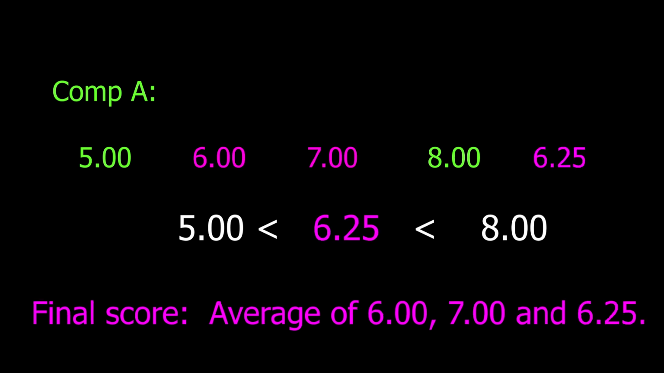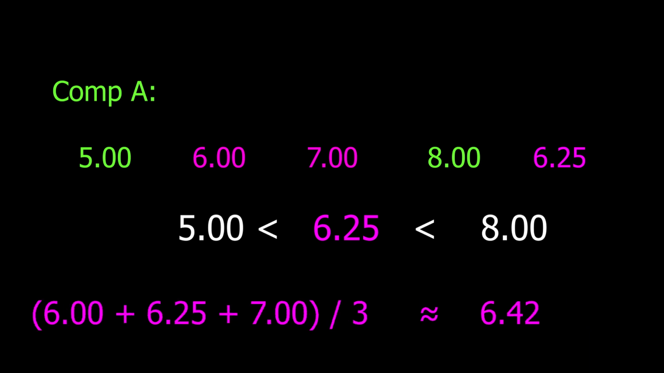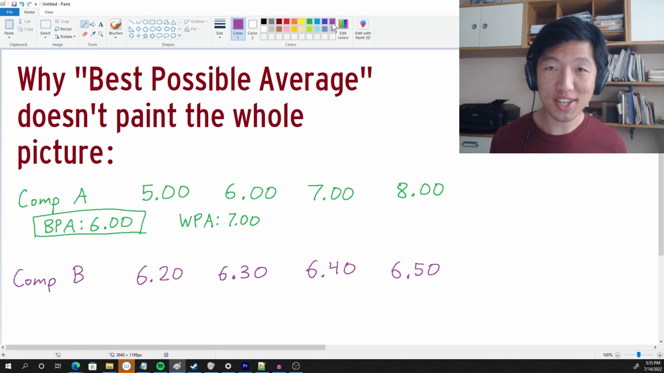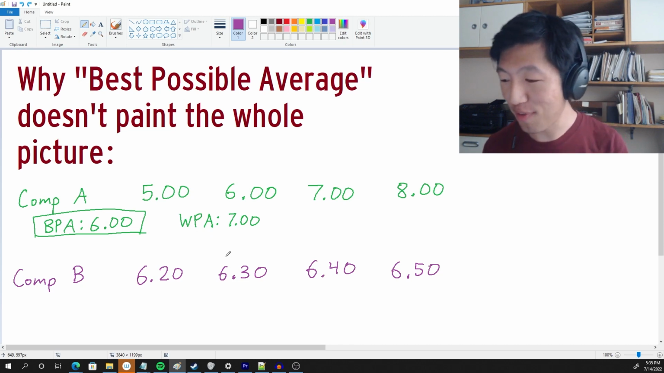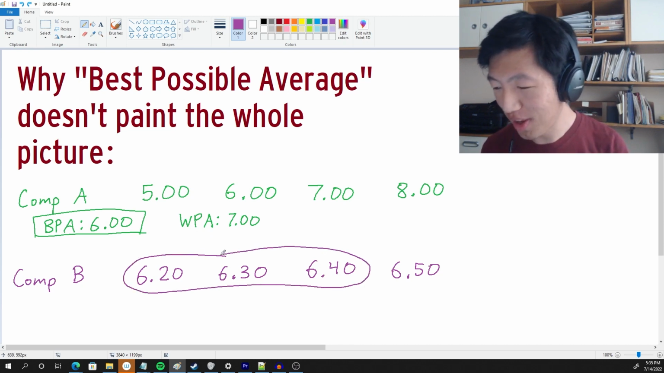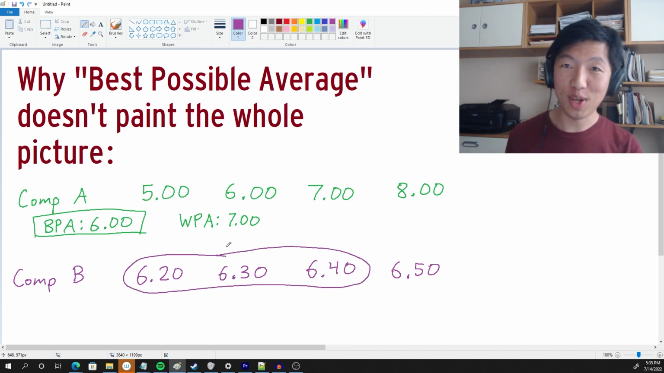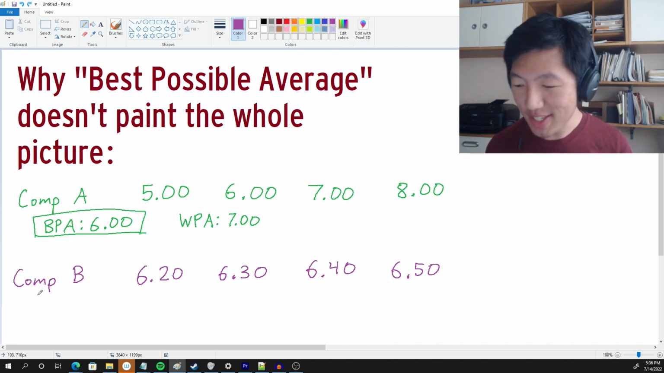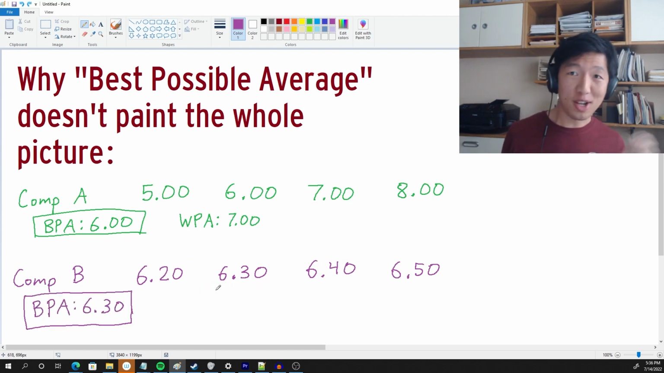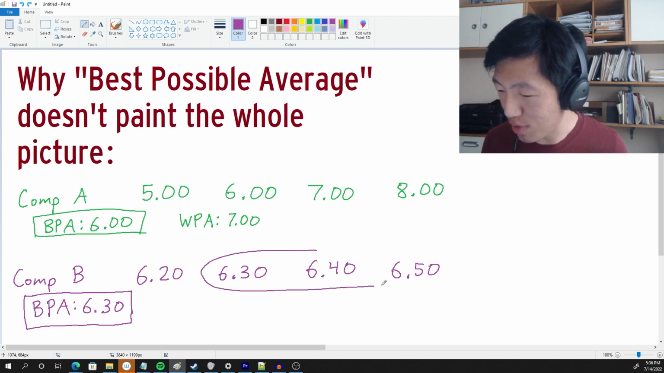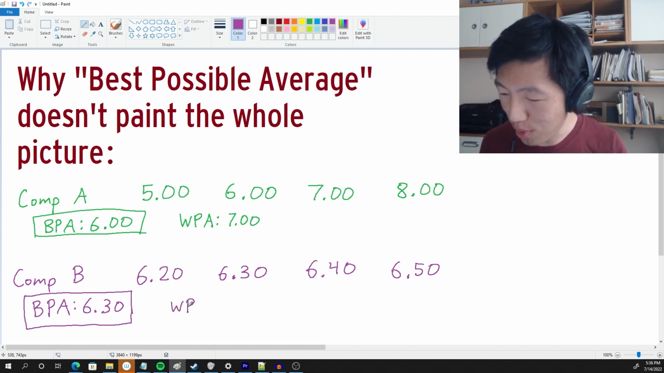So if the 5th solve is 6.25, then the average is 6.42. Using the same exact process for competitor B, if competitor B's 5th solve is 6.20 or better, their final score will be the average of the middle 3 solves, which will be the fastest 3 of the first 4. And in this case, that's 6.30. So their BPA is 6.30. And using similar logic, their worst possible average is the average of these 3 guys, which is 6.40.